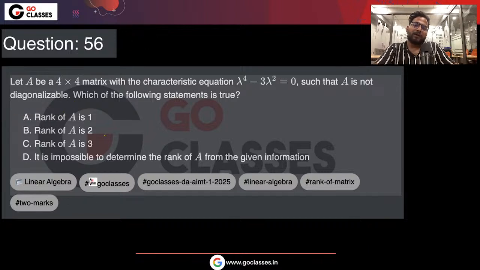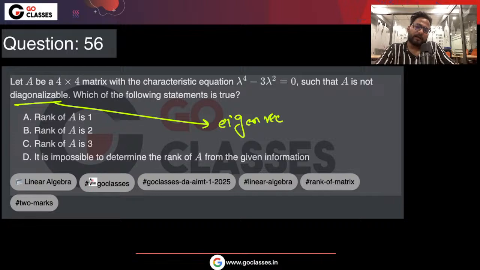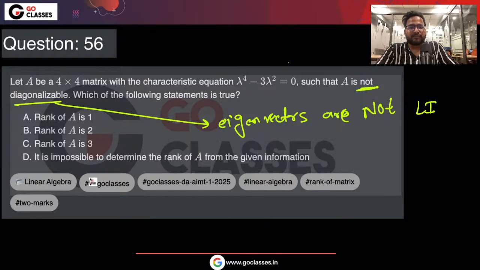Basically it means that eigenvectors are linearly independent. Not diagonalizable, so it means eigenvectors are not linearly independent. Eigenvectors are not linearly independent because of not diagonalizable. That's all. Now they are saying if this is the characteristic matrix, then what could be the rank?